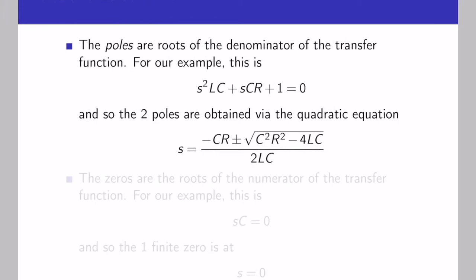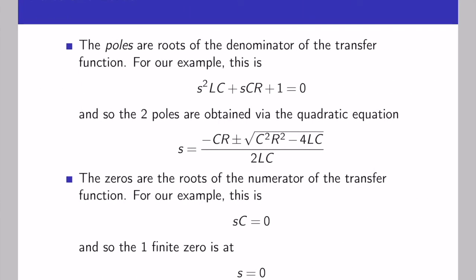Now, we can take the transfer function and look at only the denominator of that transfer function. If we find the roots of the denominator, those are going to be the poles of our system. So the denominator for our example was s squared LC plus sCR plus 1 equal to 0. Using the quadratic equation, we can solve for the two poles.